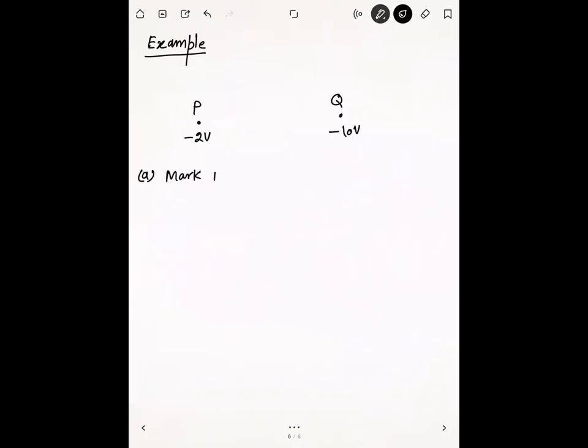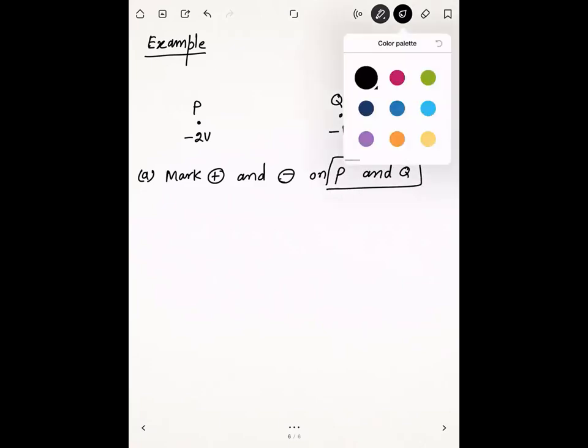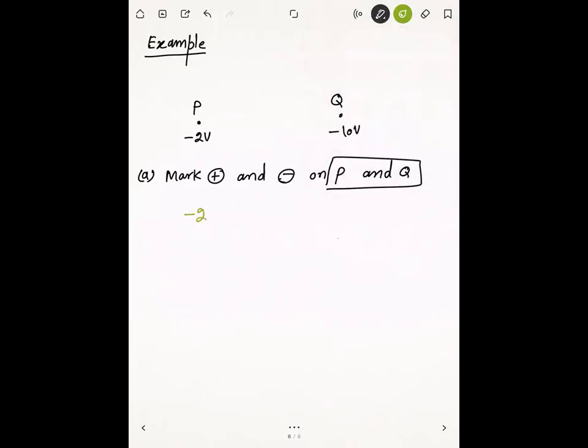mark positive and negative on P and Q. So if we compare the potentials, negative 2 volt is bigger than negative 10 volt. Potential is a scalar. If the sign is negative, then the smaller magnitude will be bigger. So Vp is bigger than Vq, hence P is a positive point and Q is a negative point. High potential is positive, low potential is negative. This is part A. Now part B.